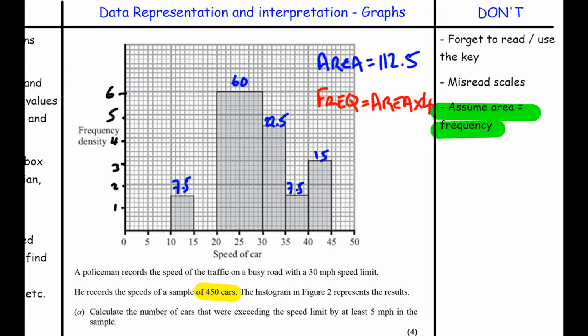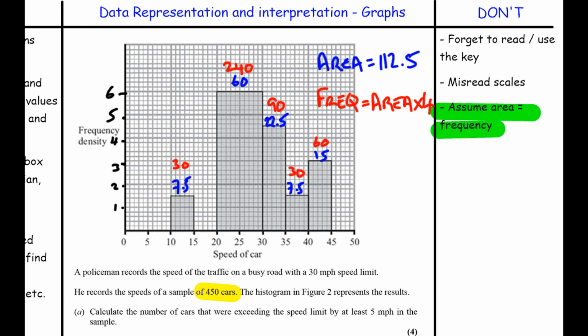So going back to any of these bars, I can find out the amount of cars that it actually represents by scaling it with 4. So 7.5 is actually going to represent 30 cars. 60 is actually going to represent 240 cars, etc. Okay, so just be extremely careful with the histograms. Area is not always going to be the frequency, but you can use it to find the frequency, especially when it's being given to you in the question, and that should set you up for everything that you need to do afterwards.